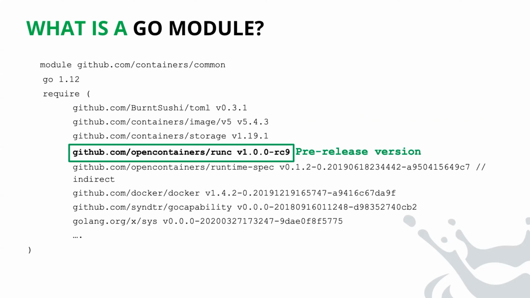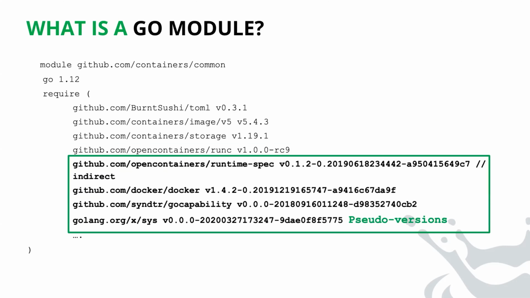If you don't want to release an actual semantic version, you can always have a pre-release version by appending a hyphen and a string. And the string can be anything. It's RC9 here. People usually use alpha, beta, and all those things. And the last long ones that you see, the weird ones with very long strings, are actually the pseudo versions. We are going to talk about next how they are defined.